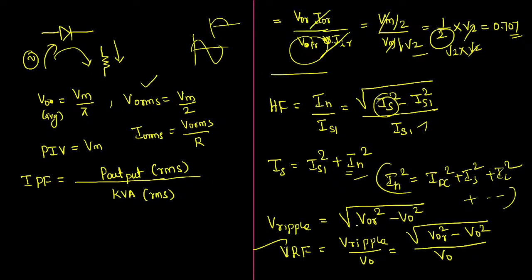Fine. So far we have discussed the uncontrolled rectifier circuit. Uncontrolled means what? If we take a diode, can you control the diode?